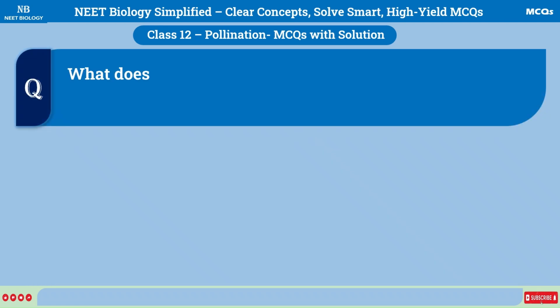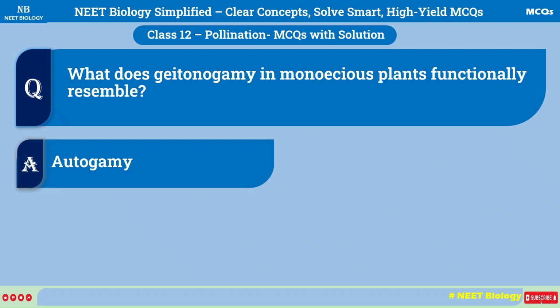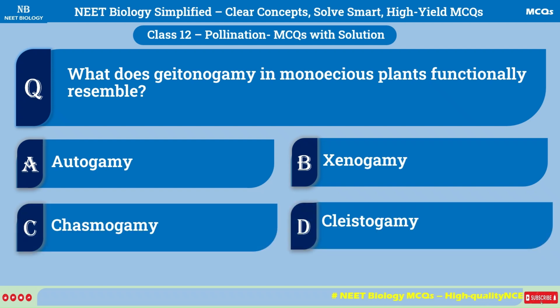What does geitonogamy in monoecious plants functionally resemble? A. Autogamy. B. Xenogamy. C. Chasmogamy. D. Cleistogamy.